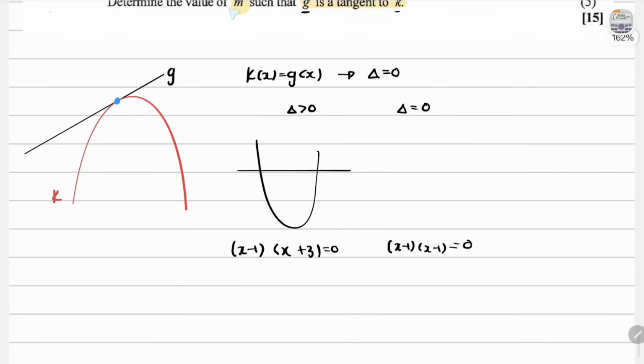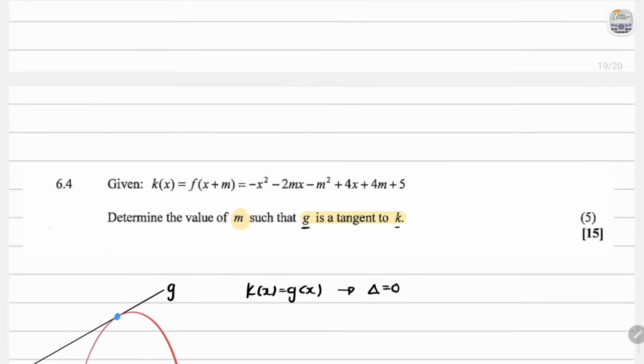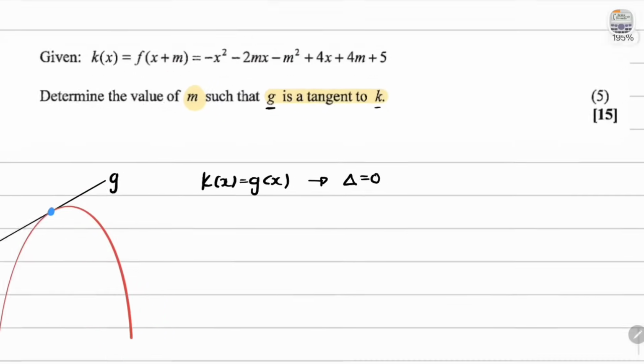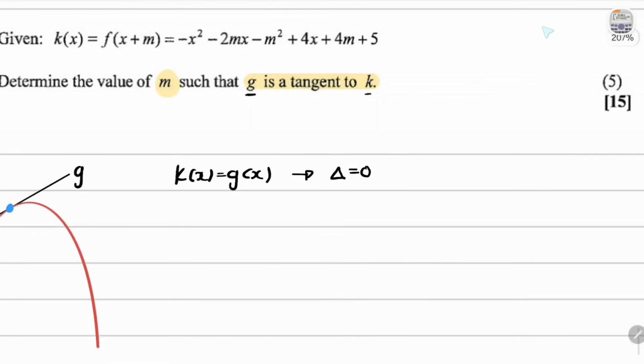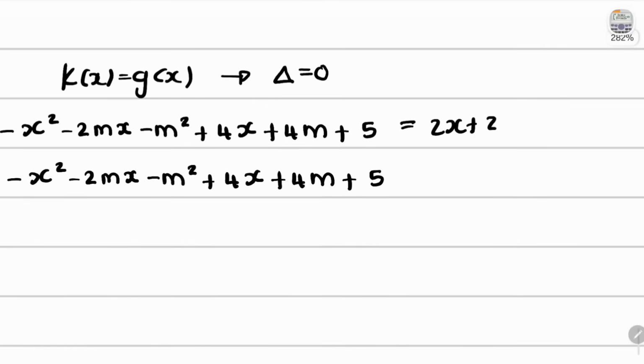Okay, so let's do that. We're going to focus on finding k of x being equal to g of x. Let's simplify that. So k of x, we already know what that is. It's all of this. So we'll make it equal to g of x. And we know that g of x was 2x plus 2. So all of this again will be rewritten, and then we're going to take g of x over, so they will come over and become minus 2x minus 2 is equal to 0.